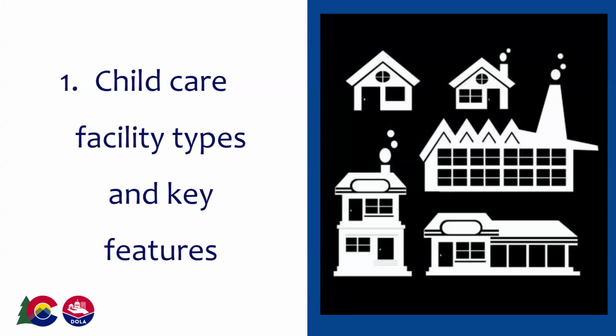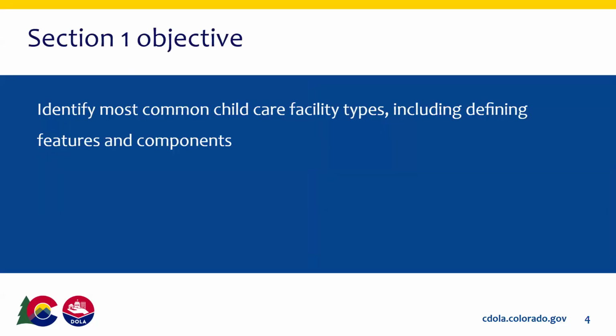Section 1, Child Care Facility Types and Key Features. Our objective through this section is to help users identify the most common child care facility types and begin aligning them with defining features and components as you identify and design ideal spaces in your community.